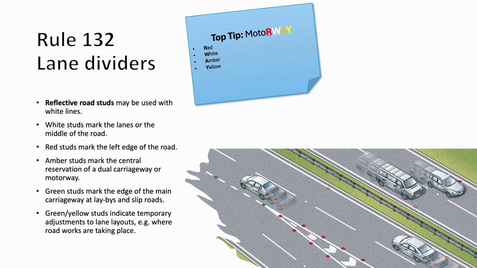Rule 132. Reflective road studs may be used with white lines. White studs mark the lanes or the middle of the road. Red studs mark the left edge of the road. Amber studs mark the central reservation of a dual carriageway or motorway. Green studs mark the edge of the main carriageway at lay-bys and slip roads. Green or yellow studs indicate temporary adjustments to lane layouts, for example when roadworks are taking place.